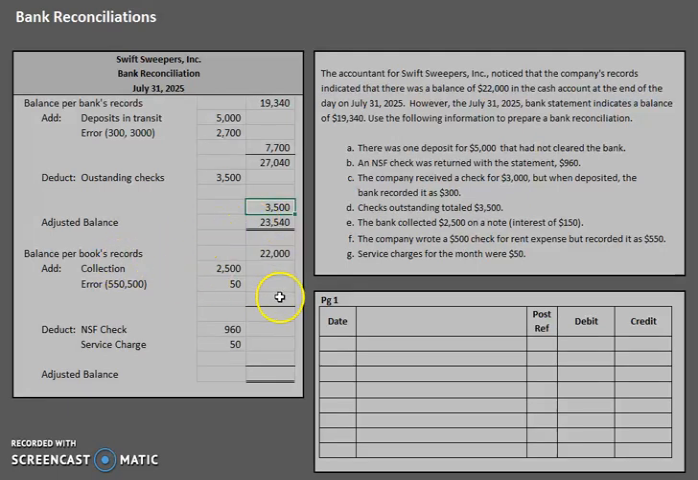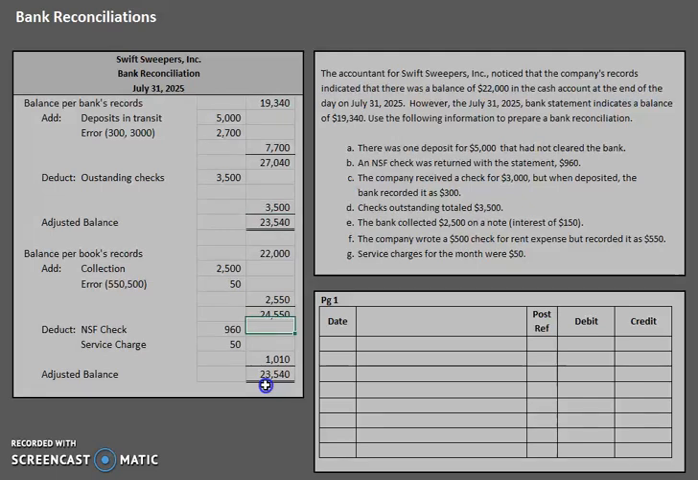Now let's do the same thing for the book side. Our total additions were $2,500 plus 50, so that gives us a subtotal of $24,550. The total of our deductions was $960 plus 50, so now let's go ahead and deduct here, and we'll be able to figure out if everything balances. 24,550 minus 1,010, 23,540.